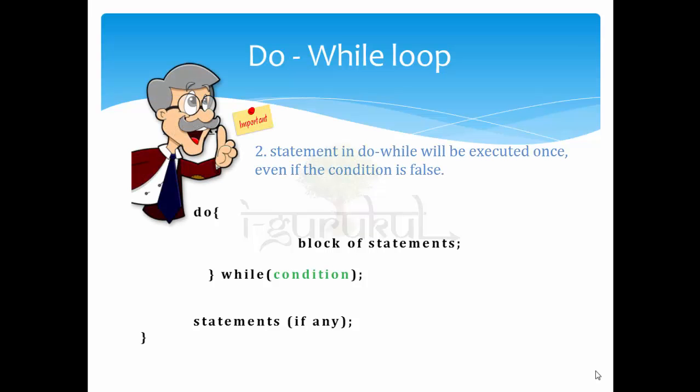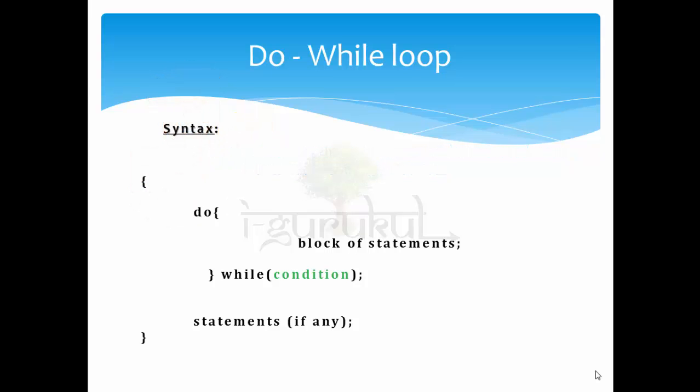So when you compile your program, it will first execute the block of code, then it will check your condition. That means the block of code which you will write for the while loop will be executed at least once. So let's see it practically.